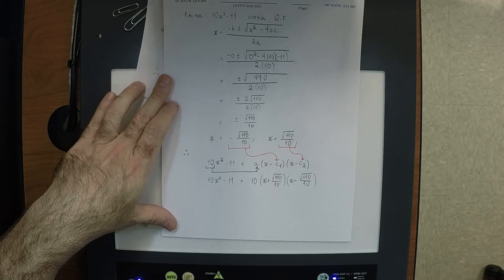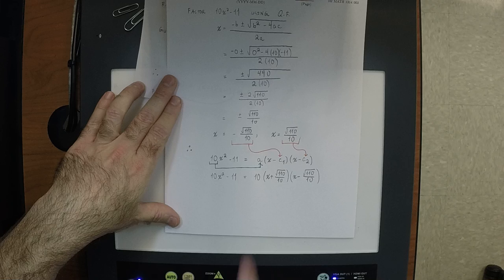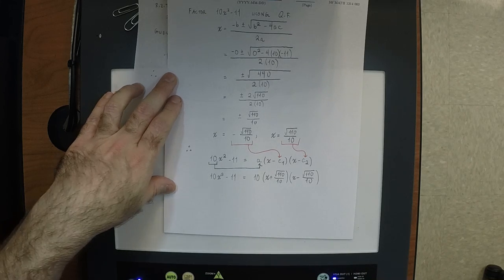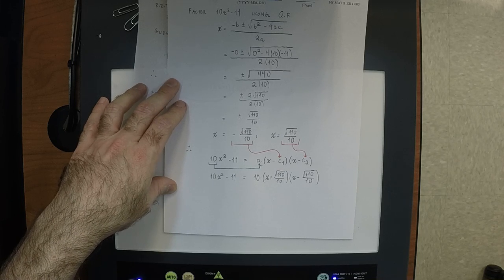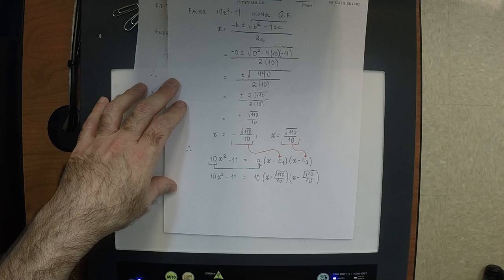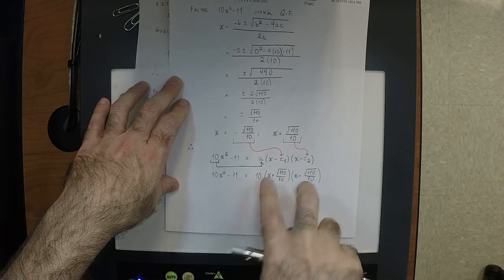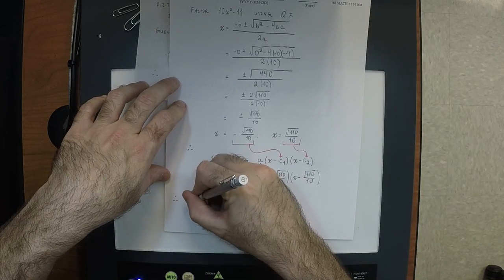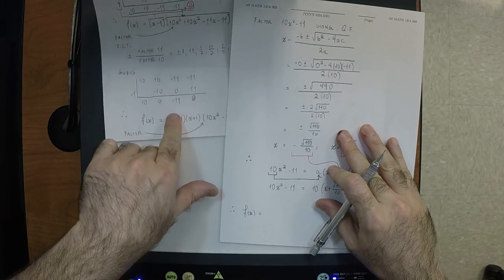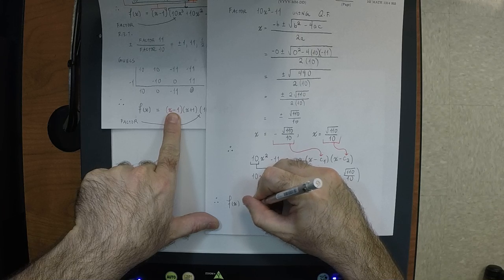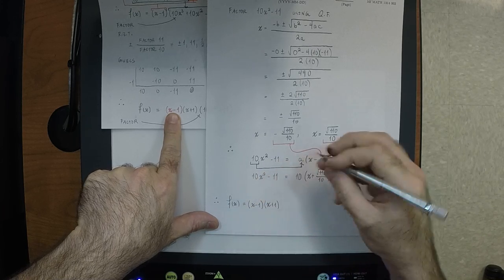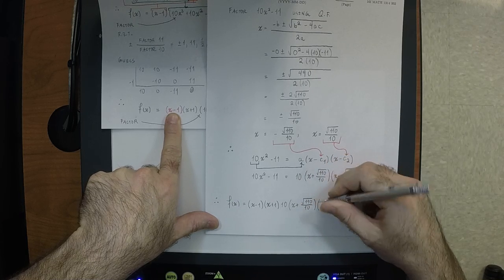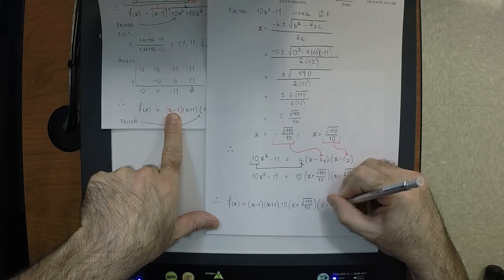So what's the answer to the question then? So is this the answer to the question? It's not finished yet, right? What we did is we started with a quartic, and using the rational zeros theorem and Horner scheme, we pulled out two linear terms, two linear factors. Then we switched to the quadratic formula and factored the remaining quadratic. So the answer is all that work that we did before. So f of x is x minus 1 times x plus 1 times 10 times x plus square root of 110 over 10 times x minus square root of 110 over 10.